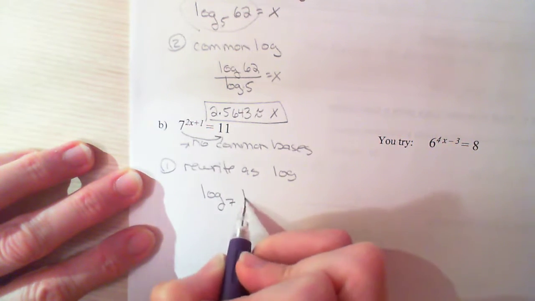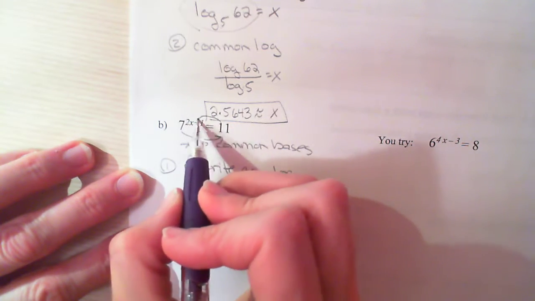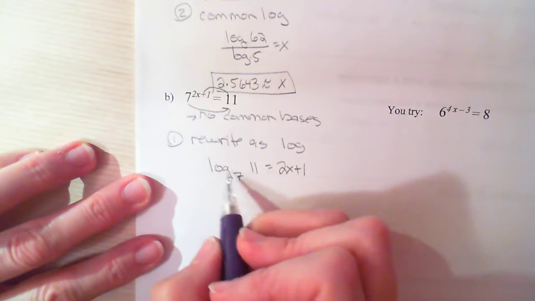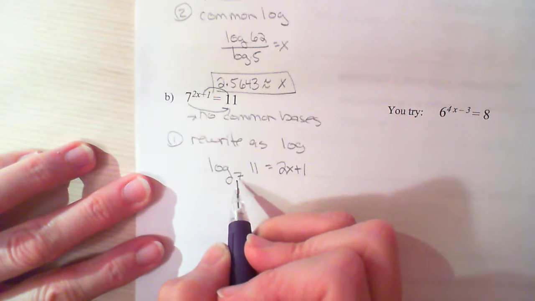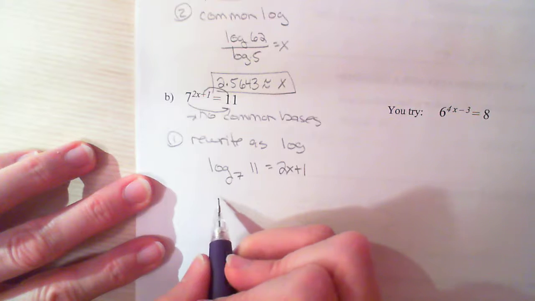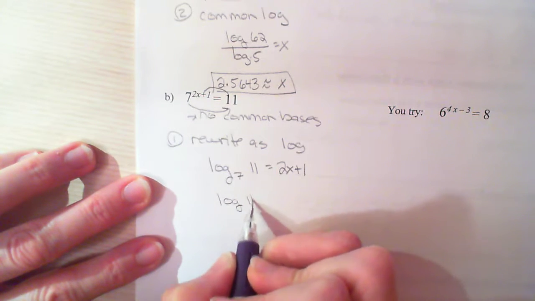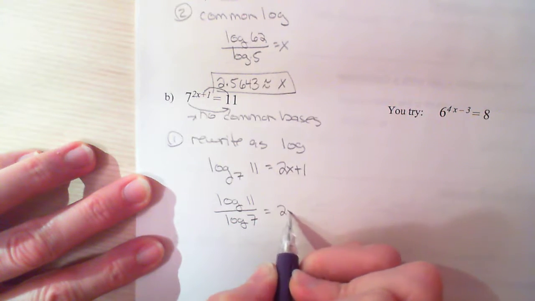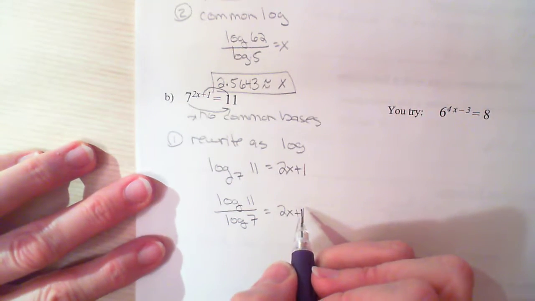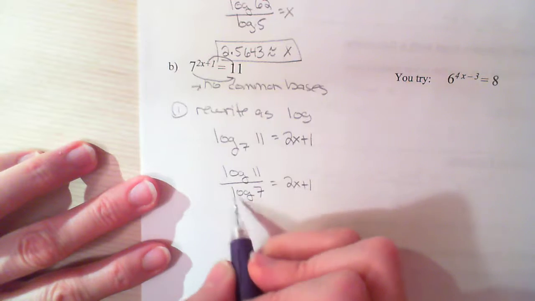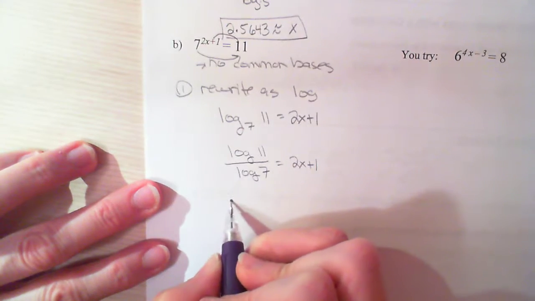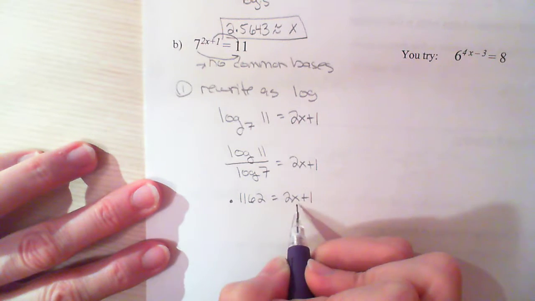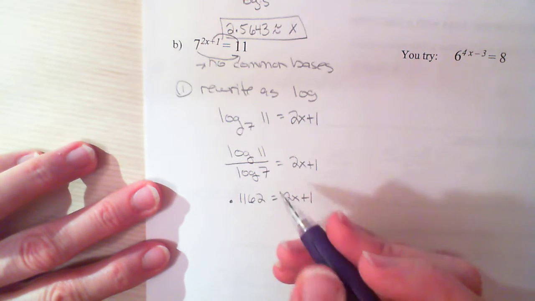Log base 7 of 11 equals 2x plus 1. Okay? Can't punch this in the calculator because I have an old 83, so I'm going to rewrite it as a common log. Log of 11 divided by log of 7 equals 2x plus 1. This time when I get my decimal here, what I get from my calculator here is 0.1162. But notice I'm not done yet. I still have to continue solving for x.